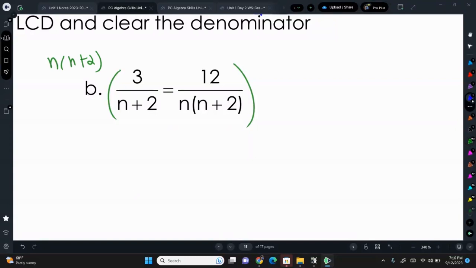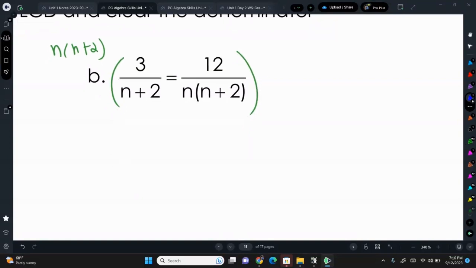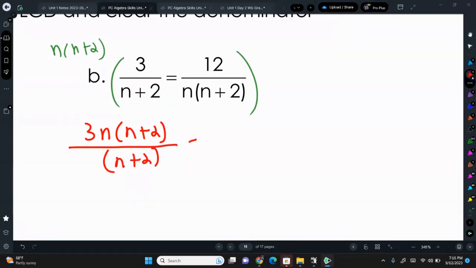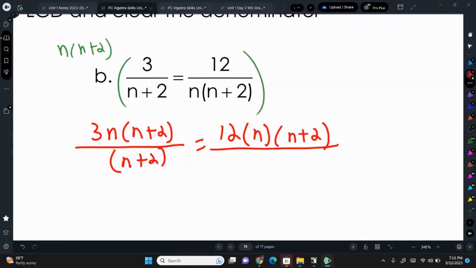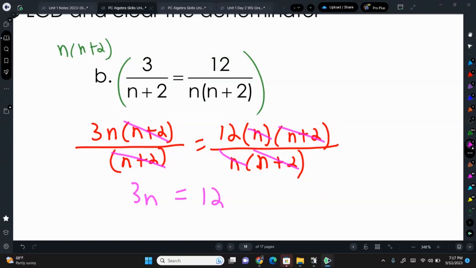And what that will do is for each of these, it will eliminate the denominator. And I'm going to write it out for this one just so that you can see. So we have 3 times (n plus 2) over (n plus 2) equals 12 times (n plus 2) over n times (n plus 2). So we cancel these off. We get 3n. Cancel this stuff off, equals 12.